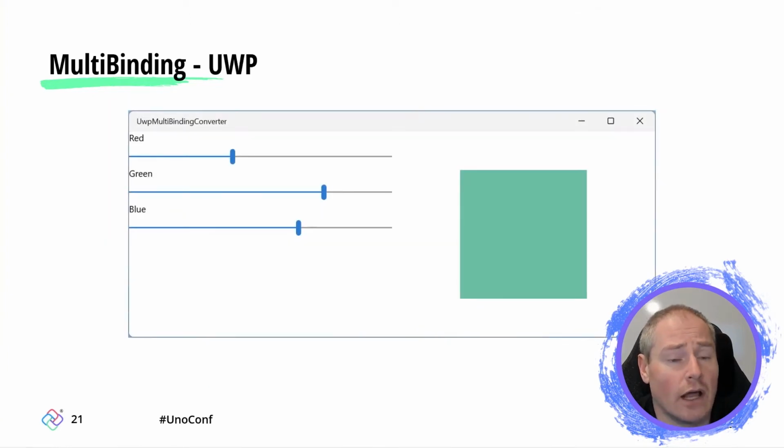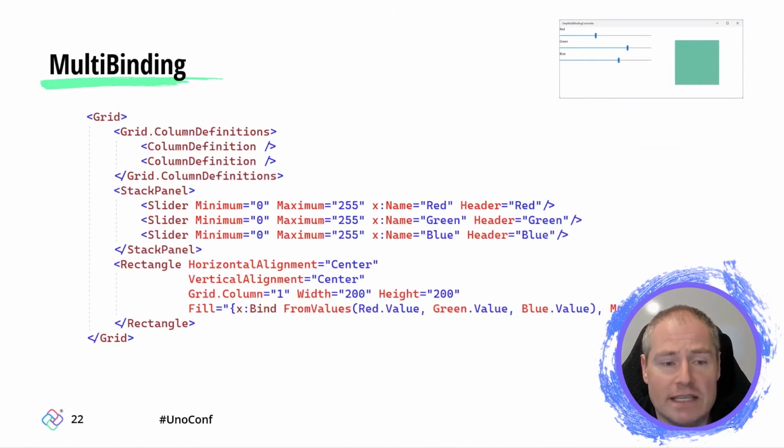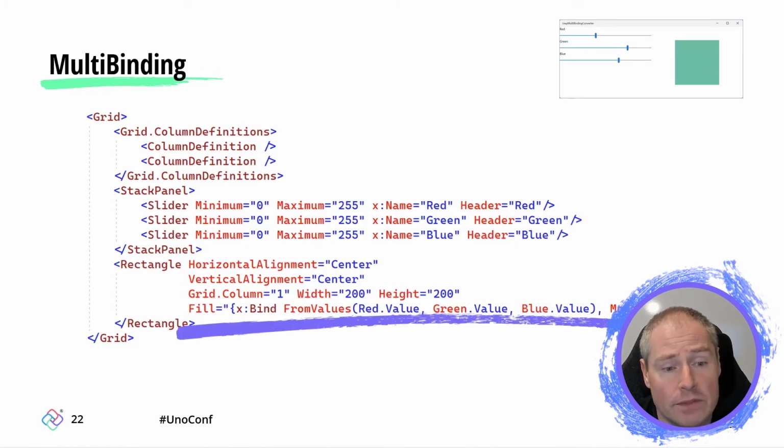So how does this look in UWP? Well, as you would imagine, the UI looks very similar. The XAML is a bit simpler. We actually don't have to have a custom converter defined, and our sliders have built-in header properties, so we don't need the labels. If we take a look at the fill property, we can see that's using x:Bind to use a function from values where we can pass in the strongly typed named values from our sliders.